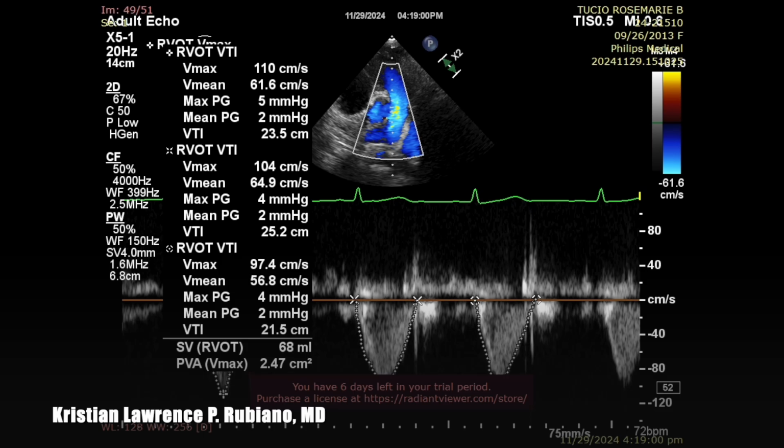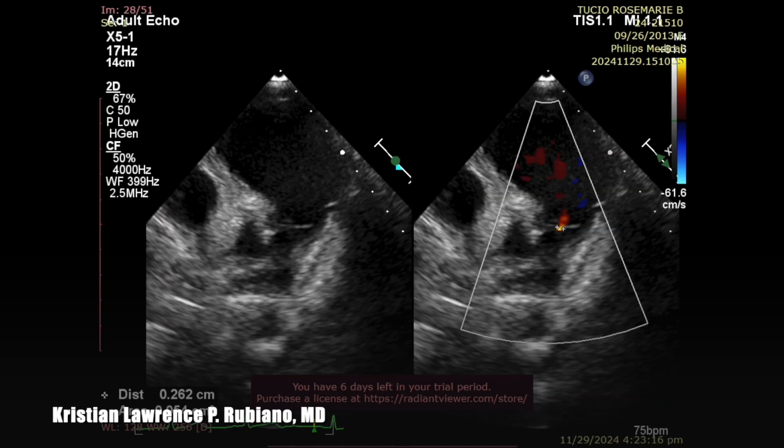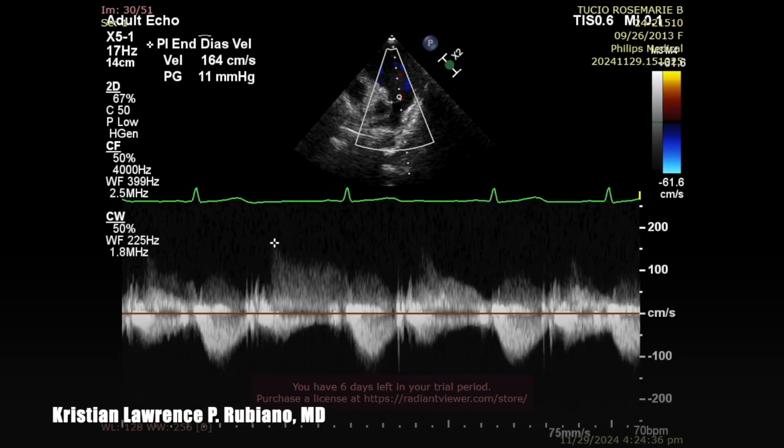We can trace a Doppler signal to get the RVOT VTI. Later, we will need to trace also the LVOT Doppler to get the LVOT VTI. This is important especially in shunt lesions where we need to compute for Qp/Qs. As mentioned, while doing color Doppler, we also need to evaluate any valvular regurgitation like in this echo image showing pulmonary regurgitation. We need to measure it and even do Doppler to check for the gradients.